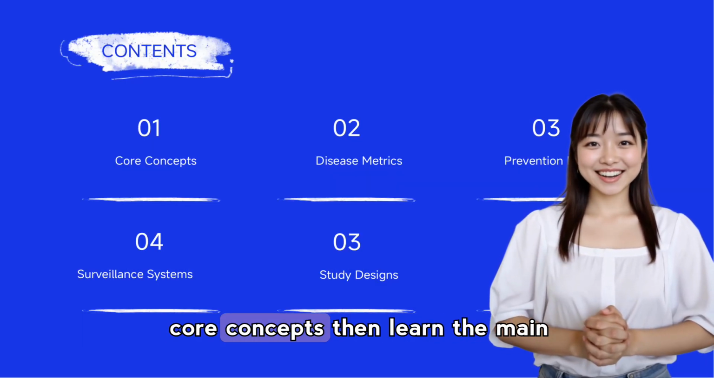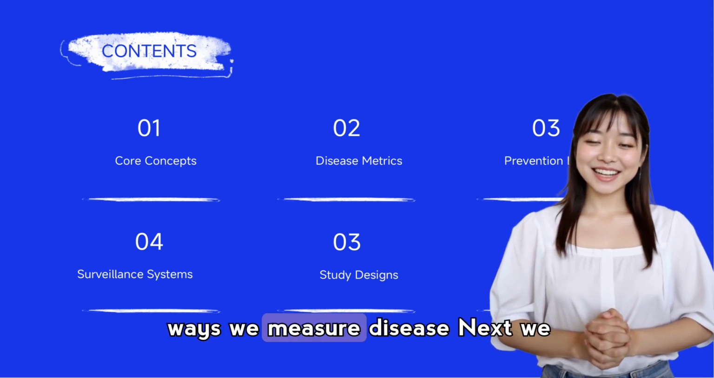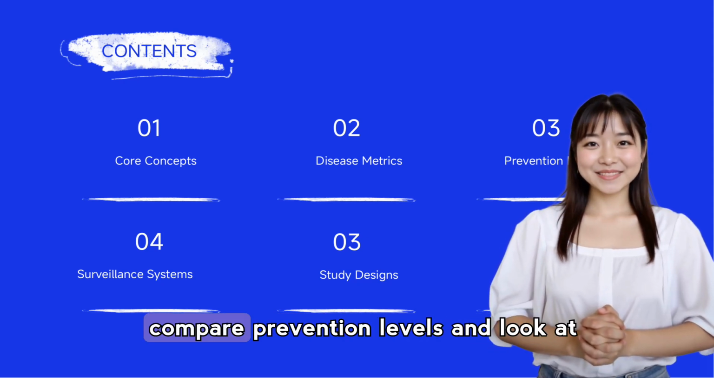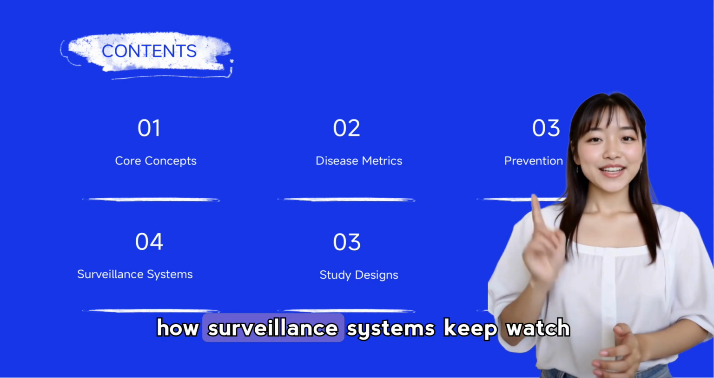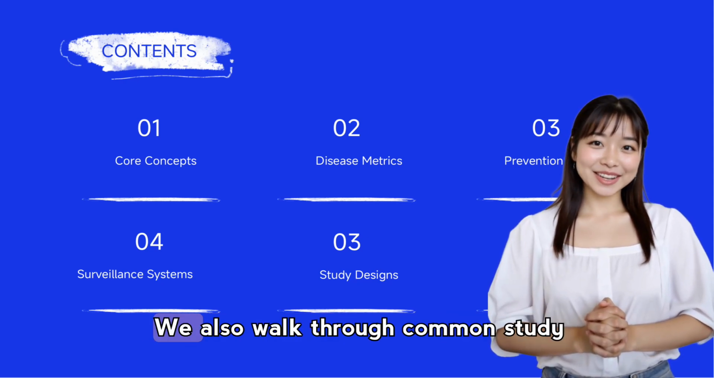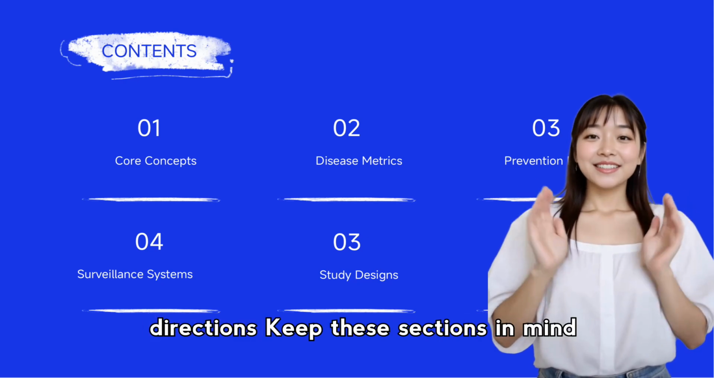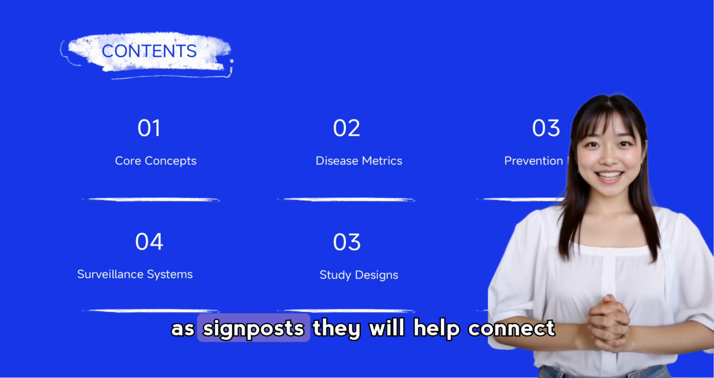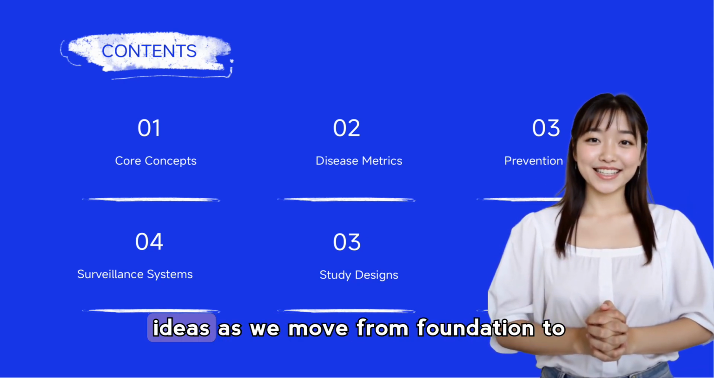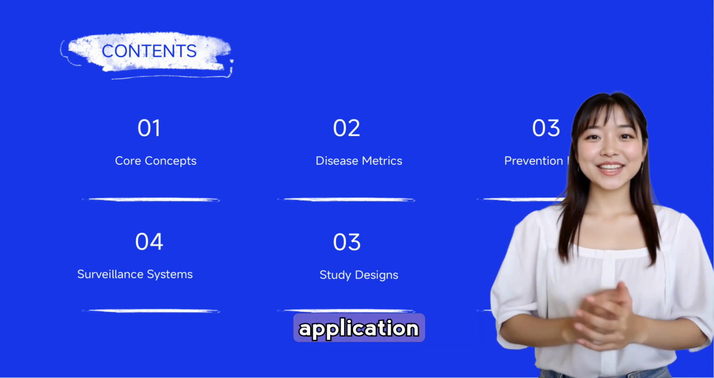We begin with core concepts, then learn the main ways we measure disease. Next, we compare prevention levels and look at how surveillance systems keep watch. We also walk through common study designs before finishing with future directions. Keep these sections in mind as signposts. They will help connect ideas as we move from foundation to application.